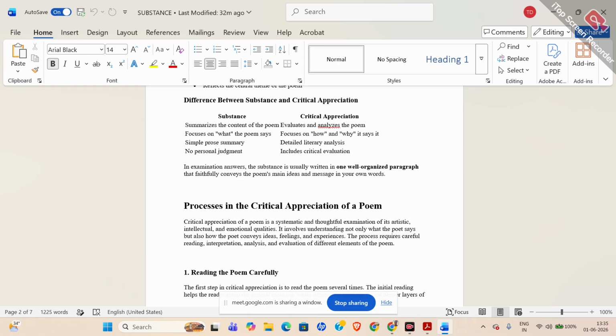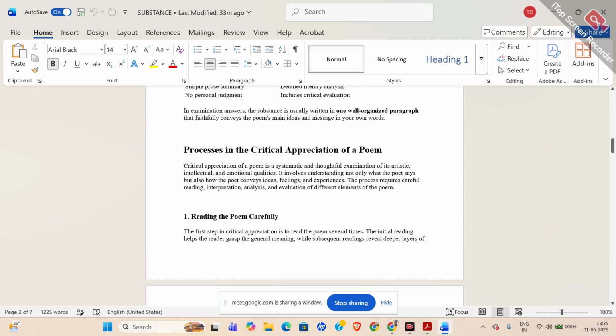Now examination answer এ কি হবে? Substance is usually written in one well organized paragraph. একটা প্যারাগ্রাফে লিখবে, সাধারণত একটা প্যারাগ্রাফেই লেখা হয়, যদিও দুটো প্যারাগ্রাফ একটু বড় হলে দুটো প্যারাগ্রাফেও হয়, that faithfully conveys the poet's main ideas and message in your own words. So the substance is written in one well organized paragraph, and it conveys the main ideas and message in your own words. So you have to use your own words.